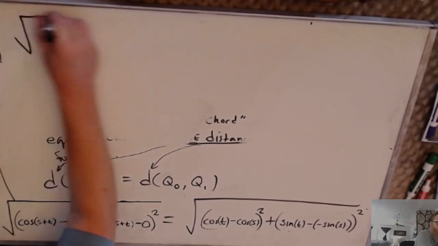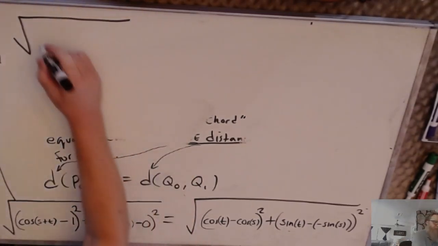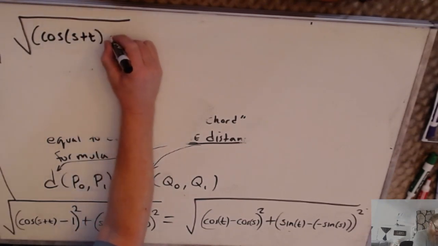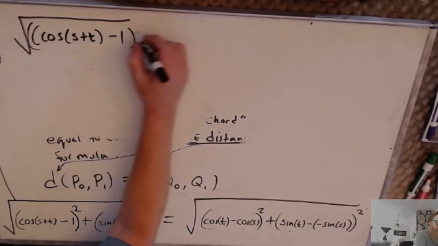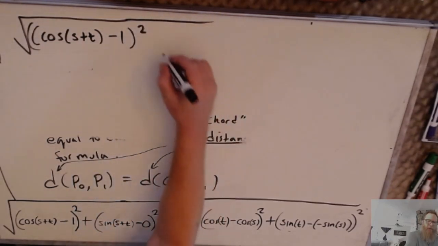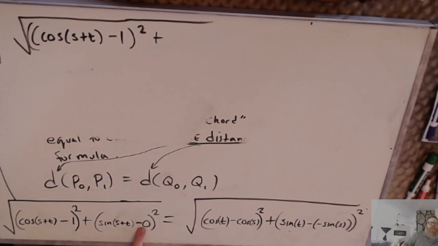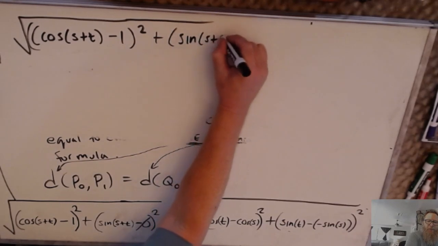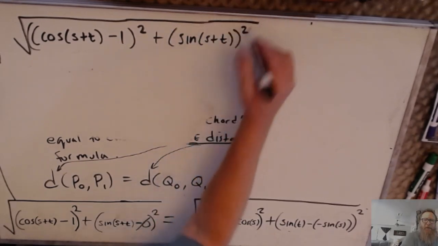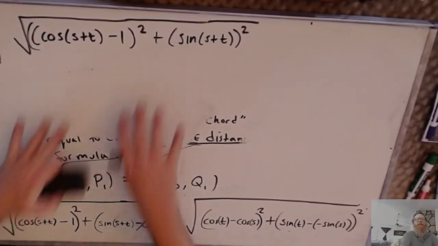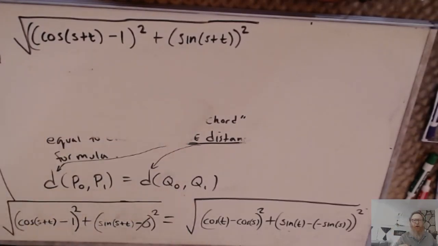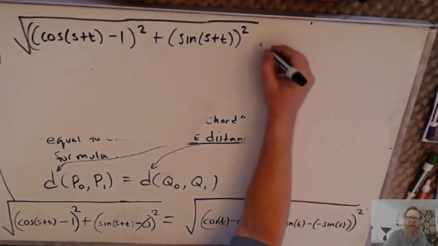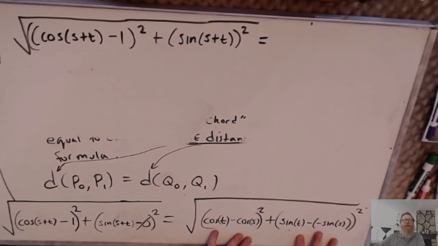So I've got the square root of cosine s plus t minus 1 quantity squared plus, I'm going to omit the 0 now. I don't need that. Sine s plus t squared. So that's my left-hand side up here simplified, written a little bit larger. And I know that that's equal to the right-hand side here.